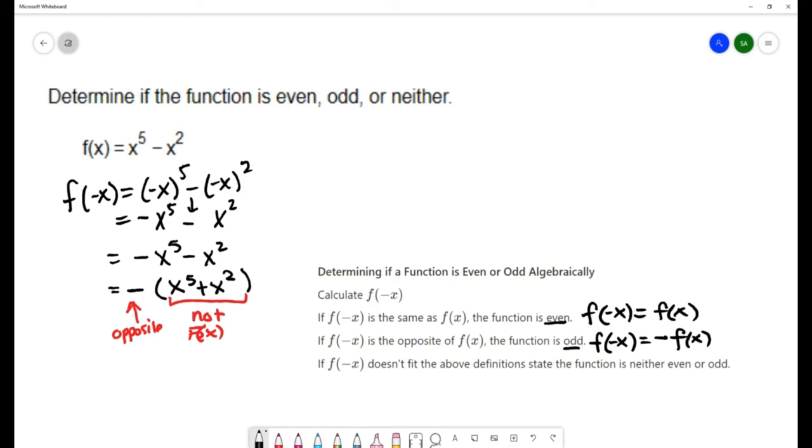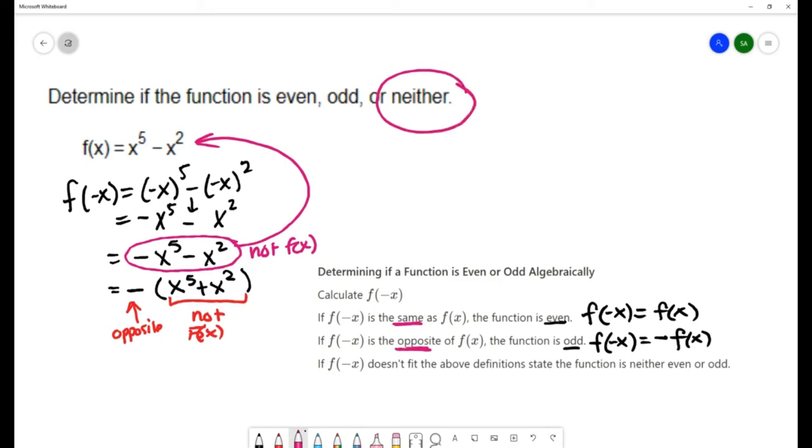And if we go back to this line right here, you can also see that this is not the original function either. This is not f of x. So we don't have something that is the same, and we don't have something that's the opposite. So we're going to put this in the category of neither.